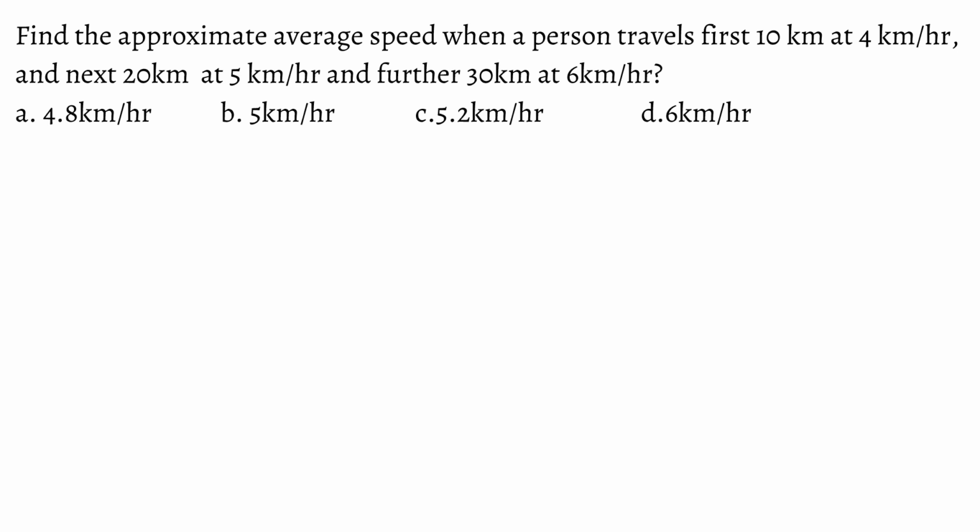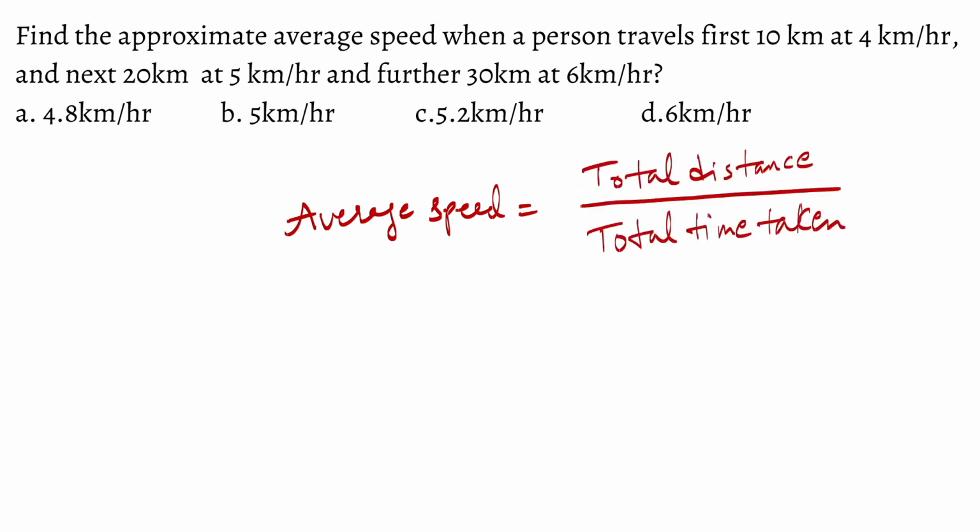How can we express average speed? Forget about the harmonic mean. Average speed is equal to the total distance by total time taken. So in this question, find the approximate average speed when a person travels the first 10 kilometers at 4 kilometer per hour, the next 20 kilometers at 5 kilometer per hour, and a further 30 kilometers at 6 kilometer per hour.